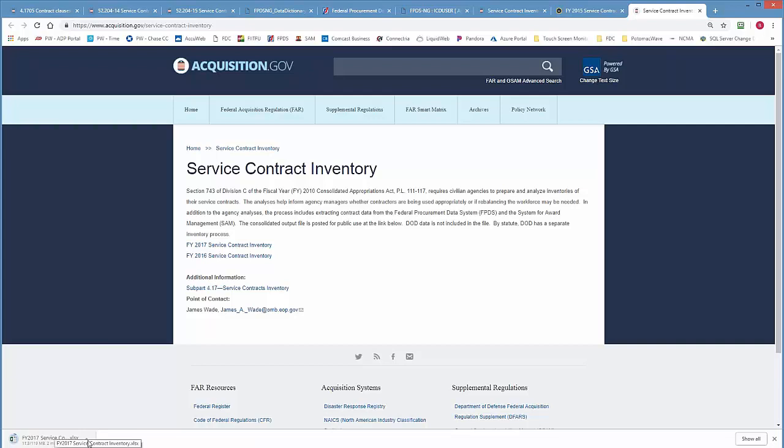But when I open it up, you're going to see how the federal government has rolled up all this reporting and combined that with what the contractors have reported as required through those clauses in the contract.